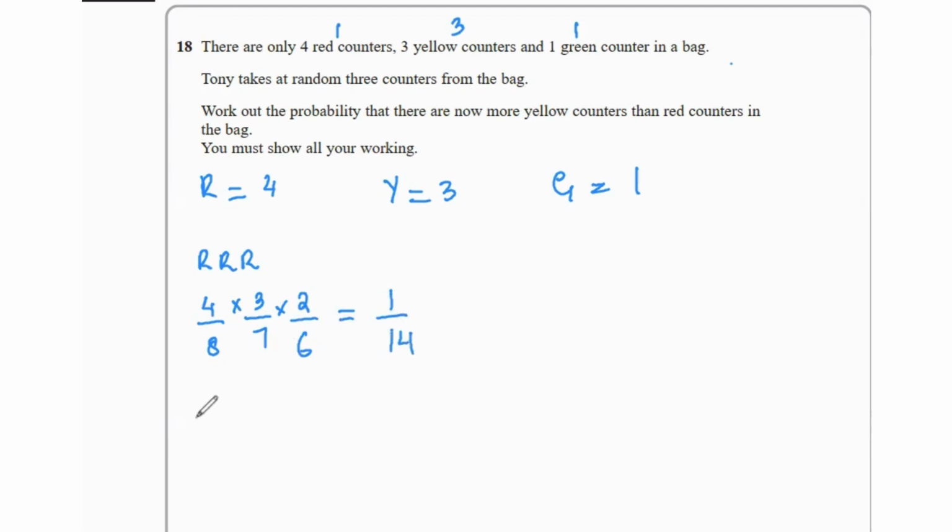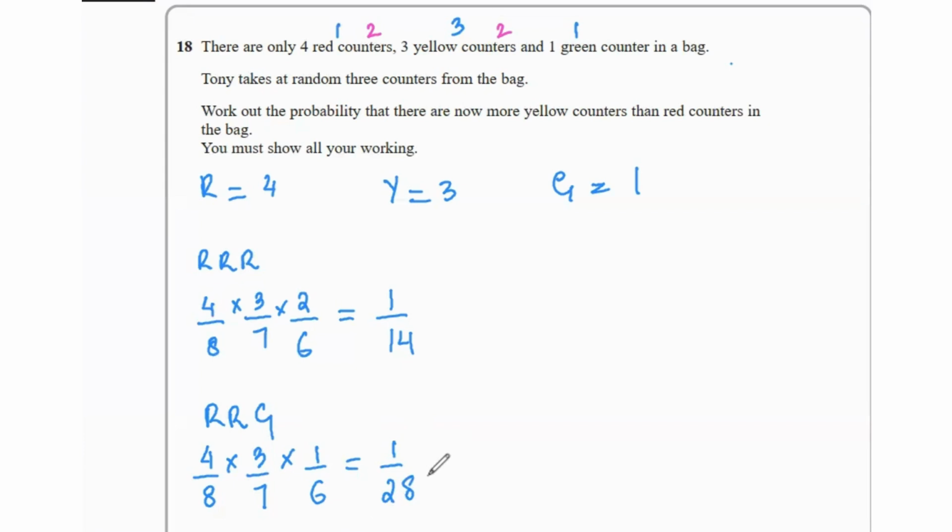That gives us the probability of 1 over 14. Now, the second condition is that he takes 2 red counters and 1 green counter. The reason why I did not take 1 yellow counter is because if we took 1 yellow counter and 2 red counters, that would leave us with 2 red and 2 yellow. We don't want that. We want the yellow number to be greater. Hence, we took 2 red and 1 green. So that's going to be 4 over 8 times 3 over 7 times 1 over 6, which gives us 1 over 28.